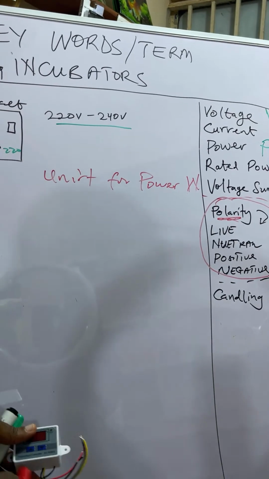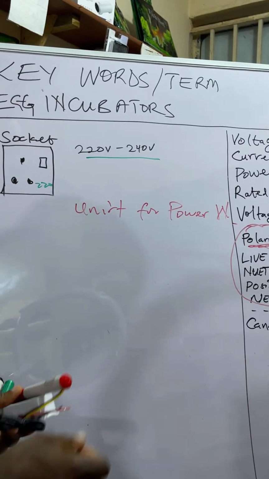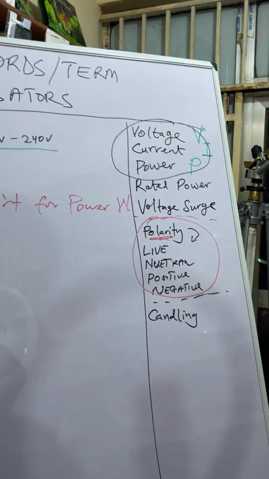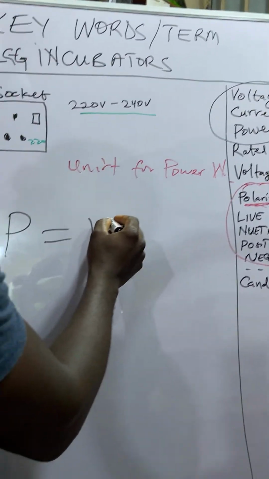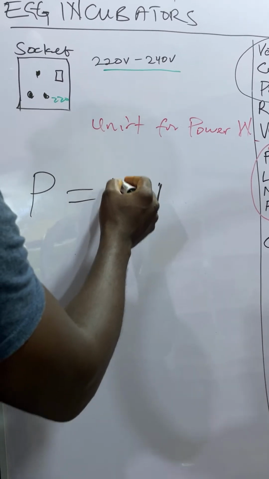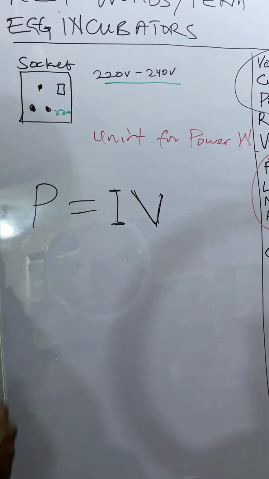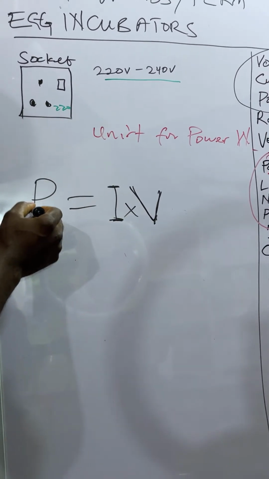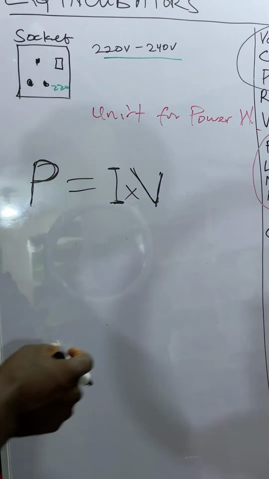So now the three friends I was talking about are these. Power, and the relationship between them is that power is equal to current times voltage. So if you multiply current by the voltage, you should get your power.